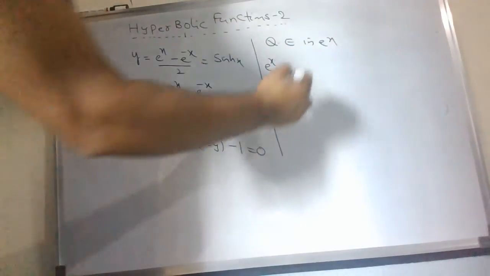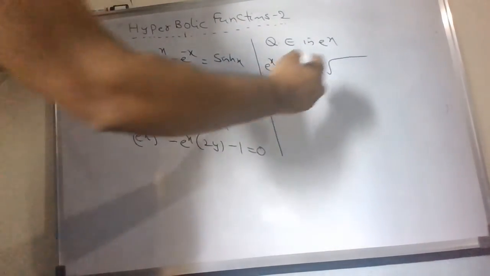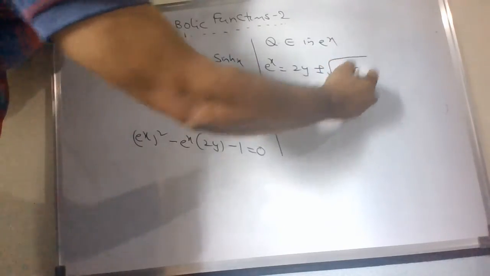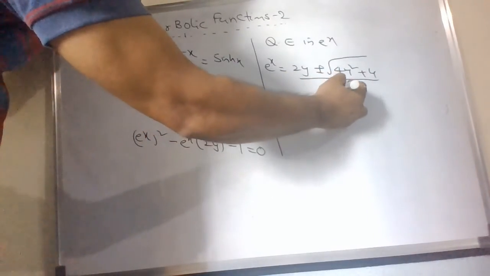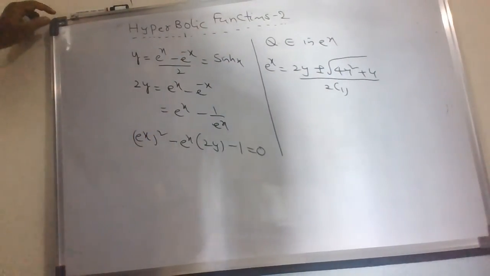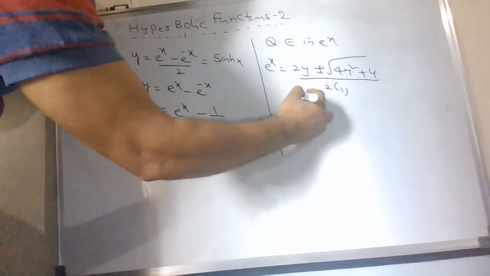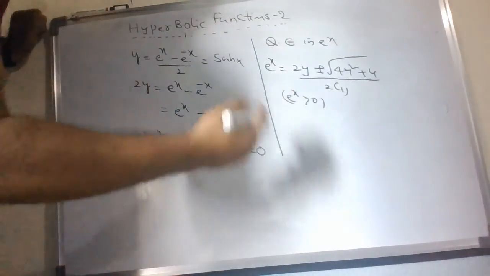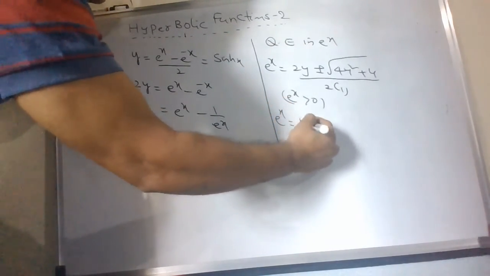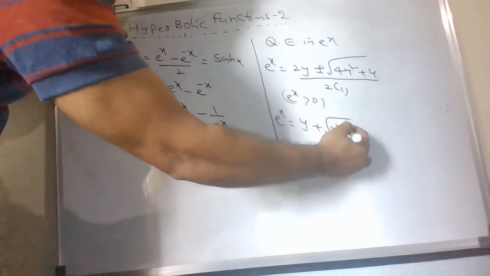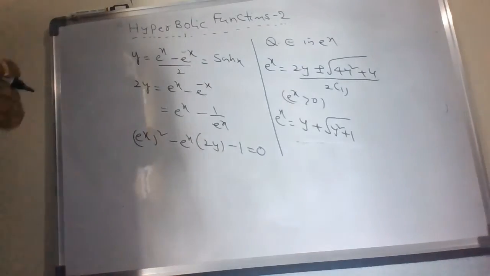So e power x is equal to minus b, that is 2y, plus or minus the square root of b squared, that is 4y squared, minus 4ac, that means plus 4, whole divided by 2a, that is 2 into 1. Here I have plus or minus, but e power x is always positive, it won't be negative. So discarding the negative sign, e power x is nothing but y plus under root y squared plus 1.